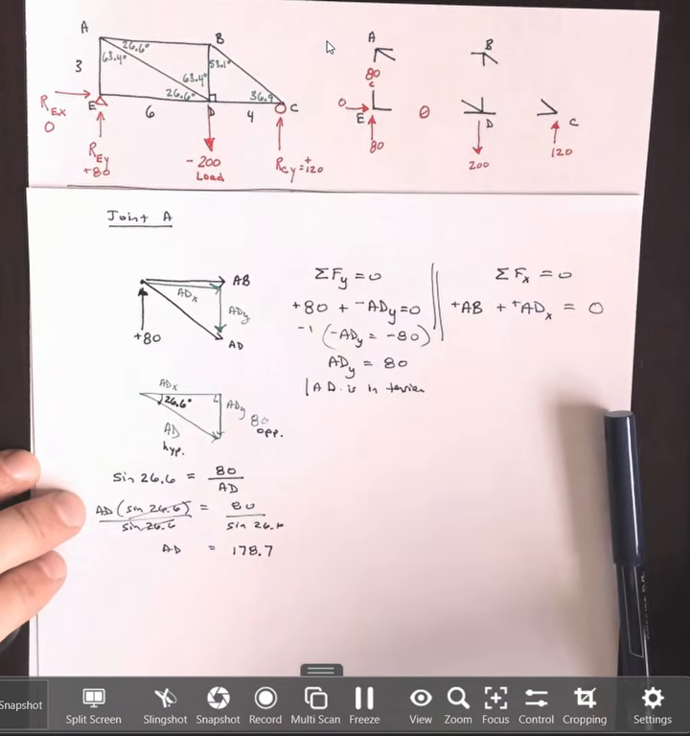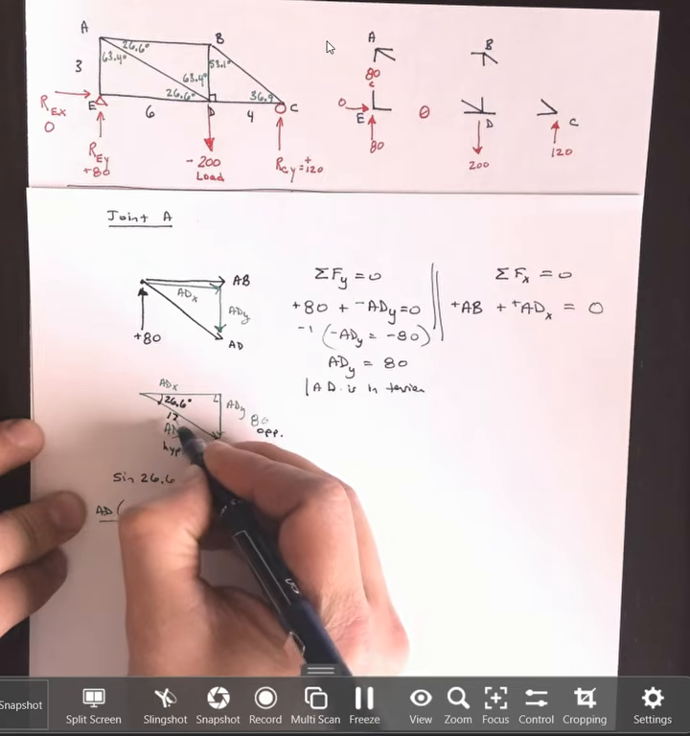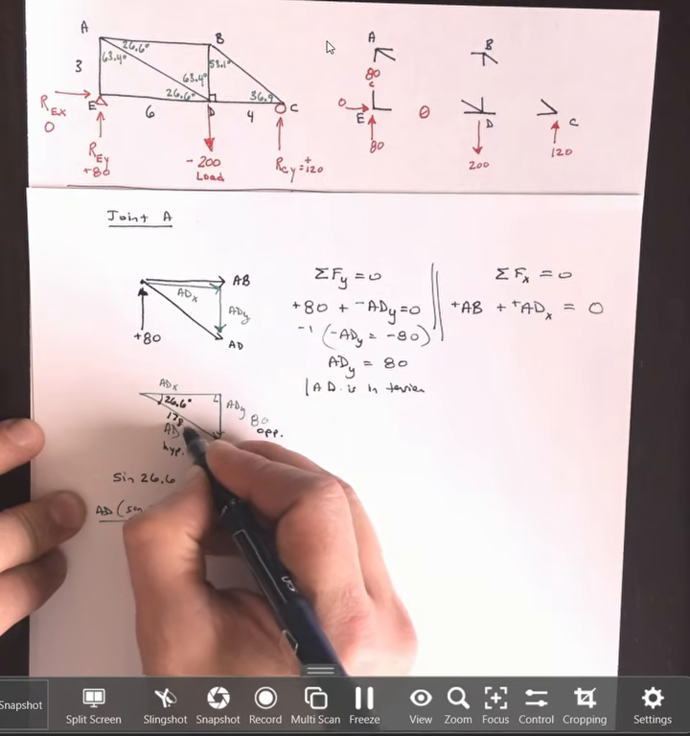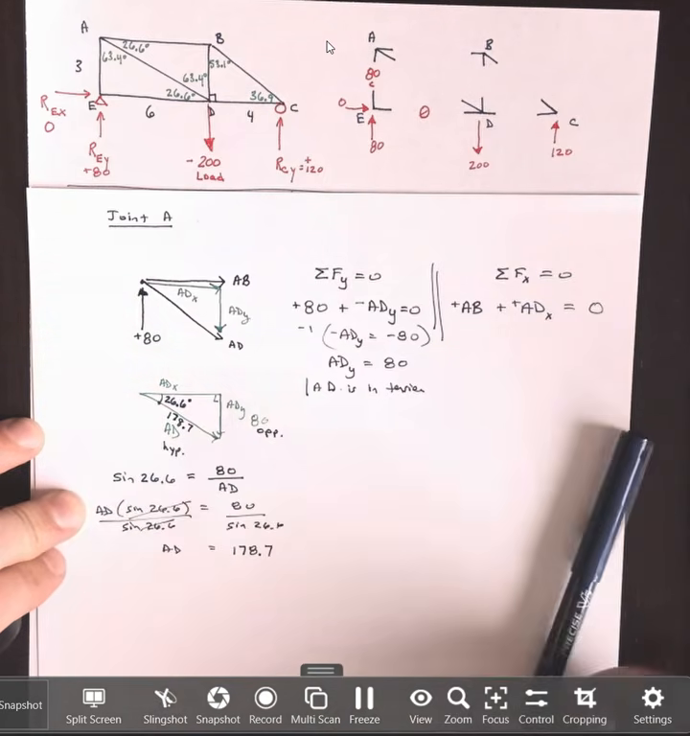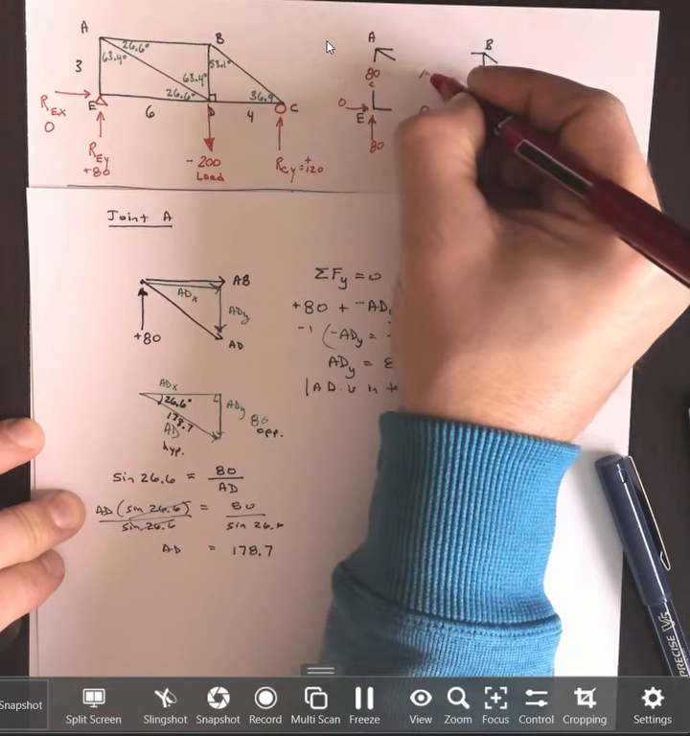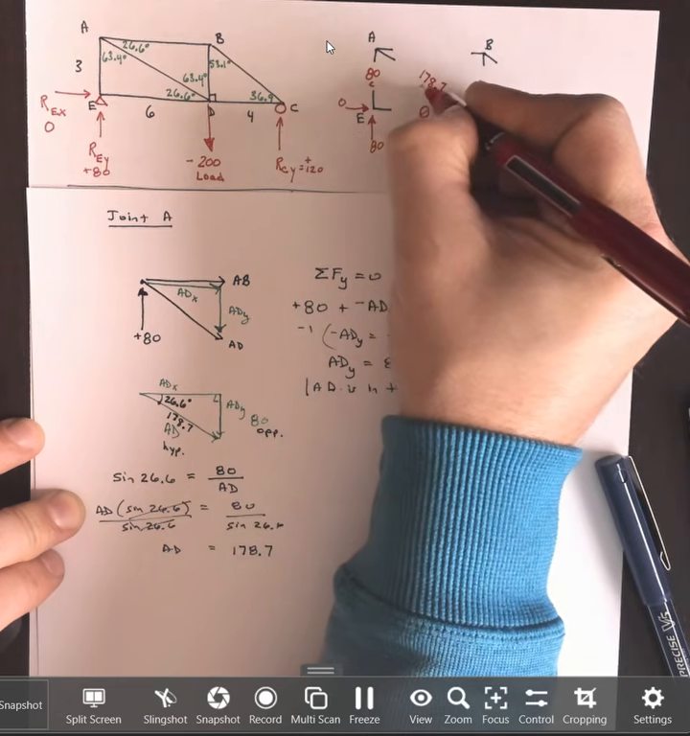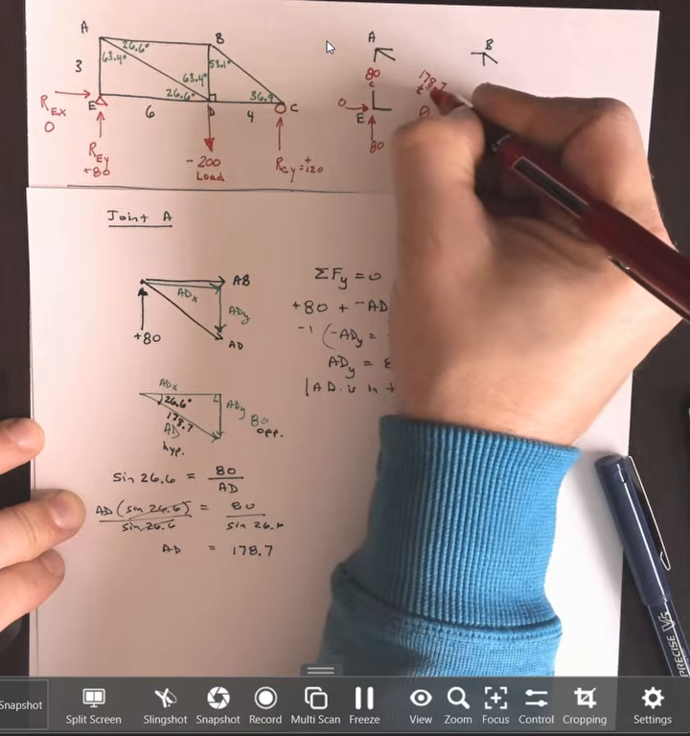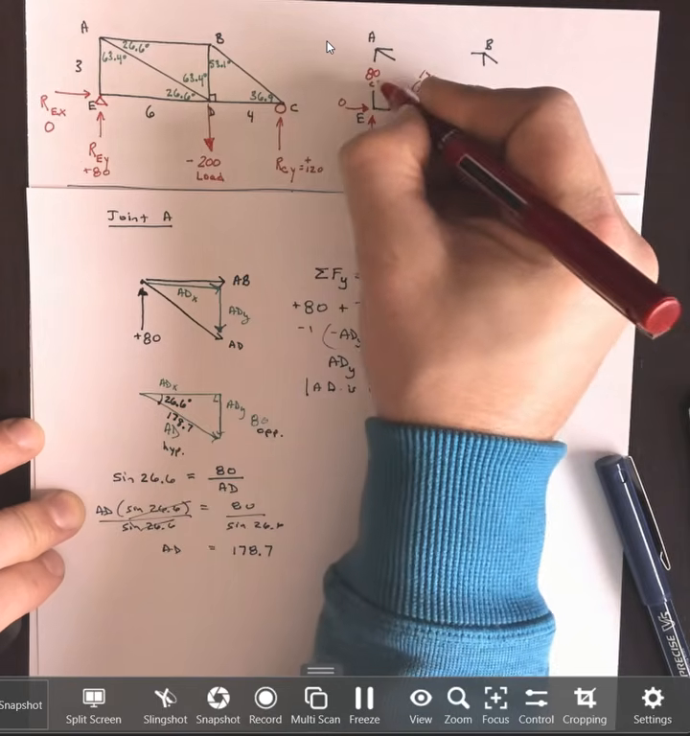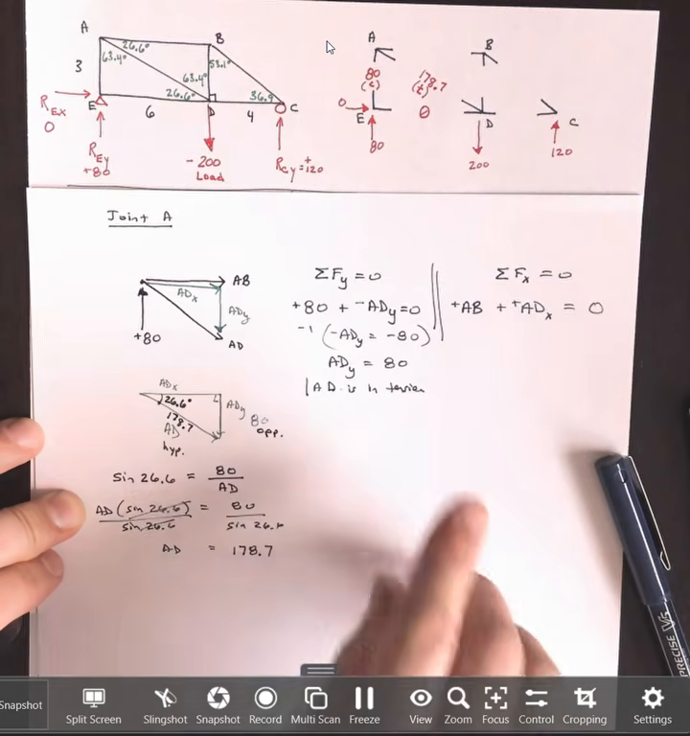So that's an actual member. Let's write that down here: 178.7. I've been using red up here, I guess, so let's fill that in here. 178.7, and we knew that was in tension, so I'm going to put a little T underneath that. Okay. All right.